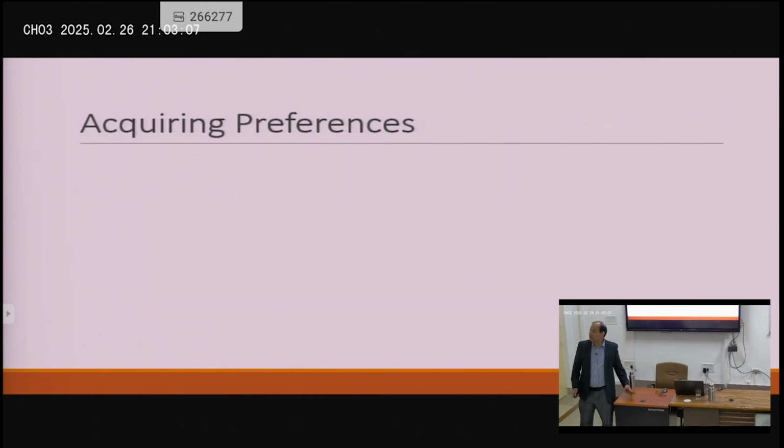Simple stuff, right? So some of this we've already touched upon. We acquire preferences through surveys, right? Which is asking questions to people. You can do it in person. I can do a survey right now. You can do it online. I mean, you get the idea, right? Asking people one way or the other questions.